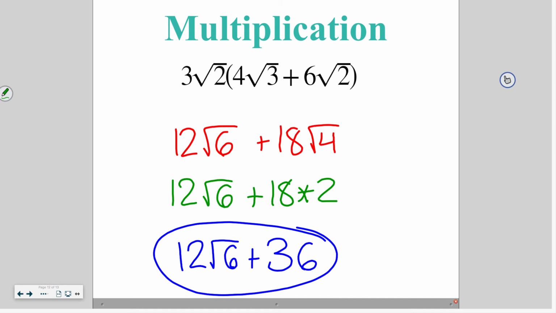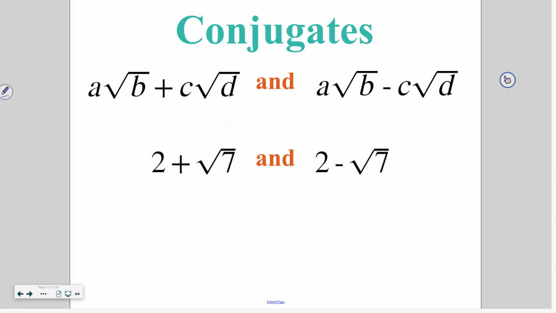We have 12 square roots of 6 plus 18 square roots of 4. Simplifying the second half, the square root of 4 is 2, so our final answer is 12 square roots of 6 plus 36.